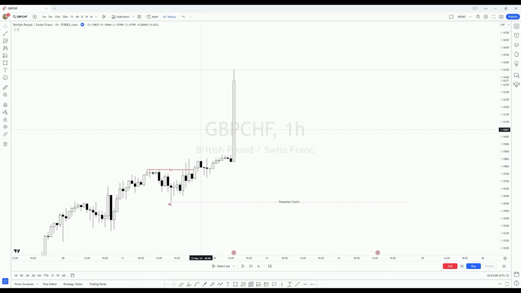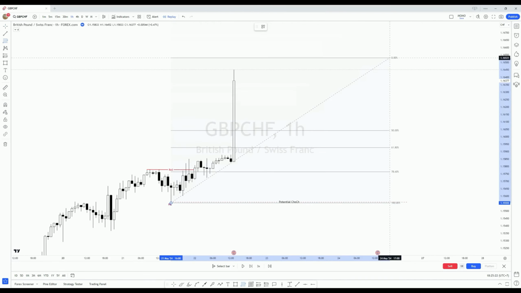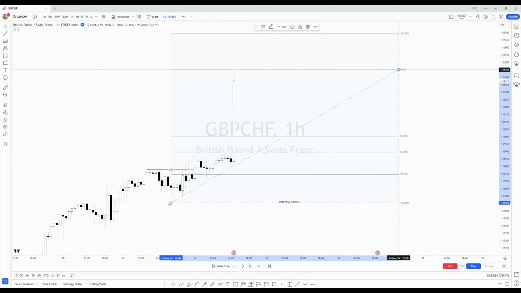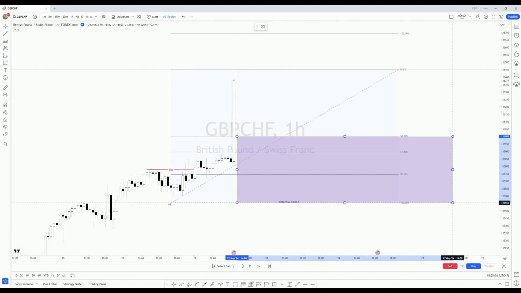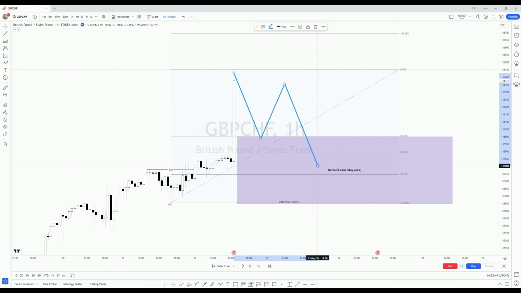Here, Great Britain Swiss franc is moving bullish. So here I have a break of structure, confirmed, higher low, confirmed. So I can use Fibonacci from the higher low to the highest point of the market, or the top of the highest bullish candle here. And then I can draw my trading zone or demand zone. I will trade only when the price drops to my demand zone.